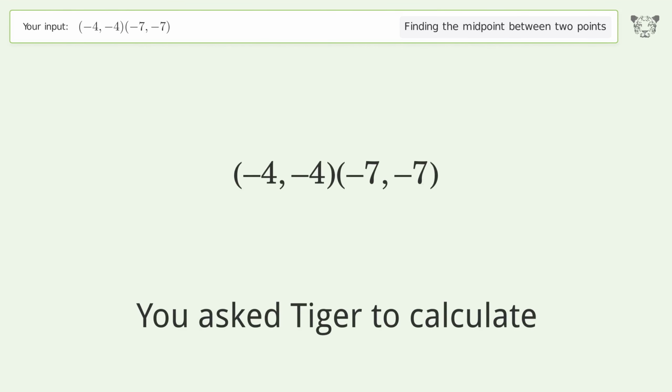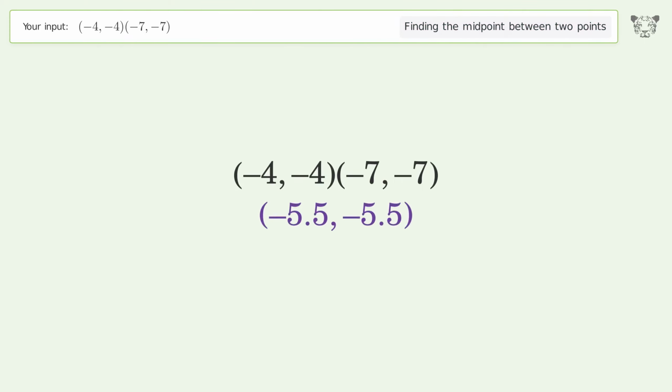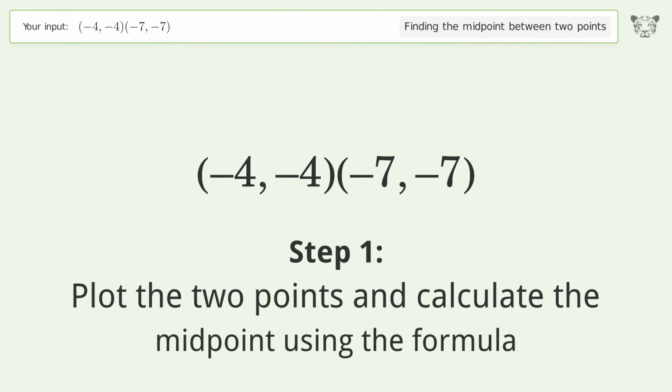You ask Tiger to calculate. This deals with finding the midpoint between two points. The midpoint between the two points is -5.5, -5.5. Let's solve it step by step. Plot the two points and calculate the midpoint using the formula.